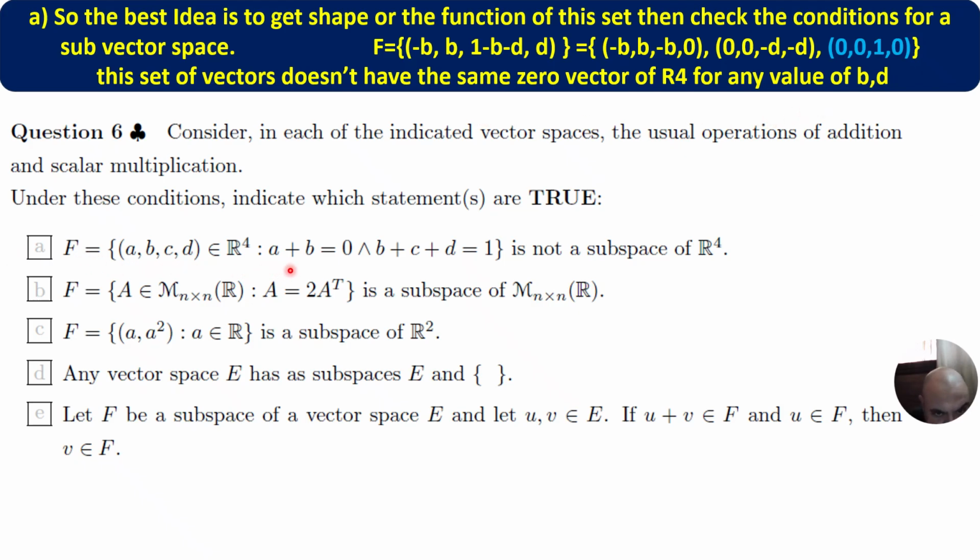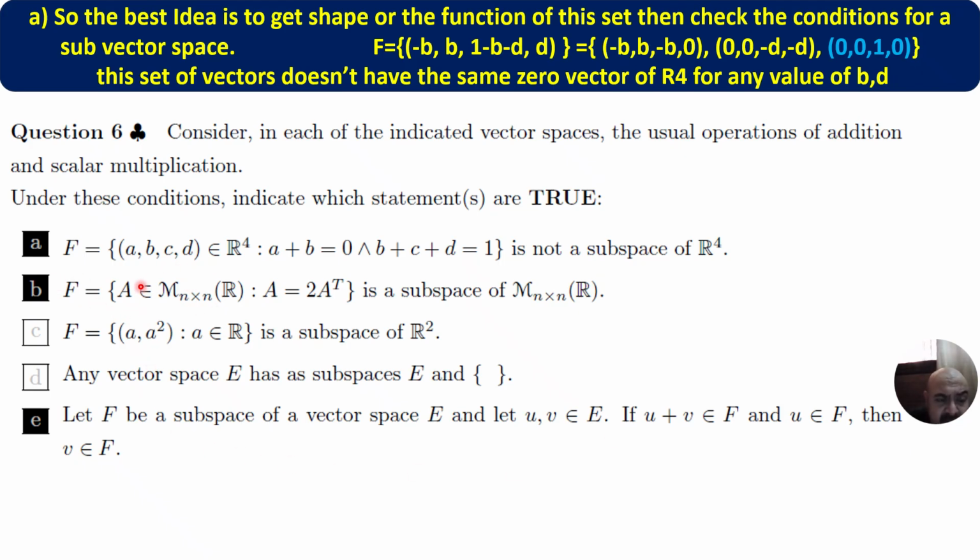So let's read it once more. It is not a subspace of R4, so that's a correct statement. Please be careful about what's correct and what's not correct, and how it is written. So that's a correct statement: this set is not a subvector space of R4. Now I will go for F.